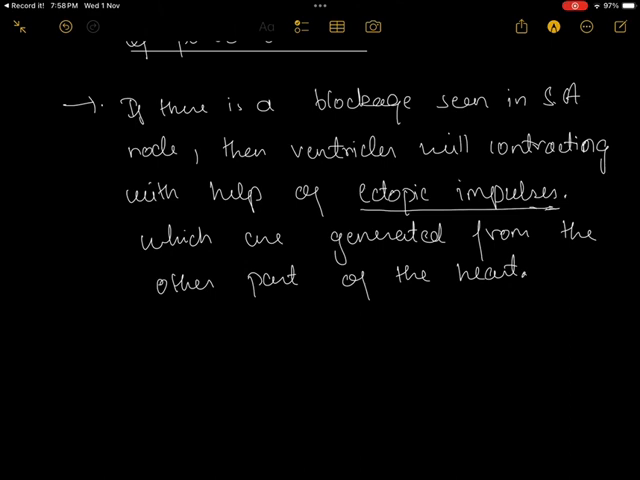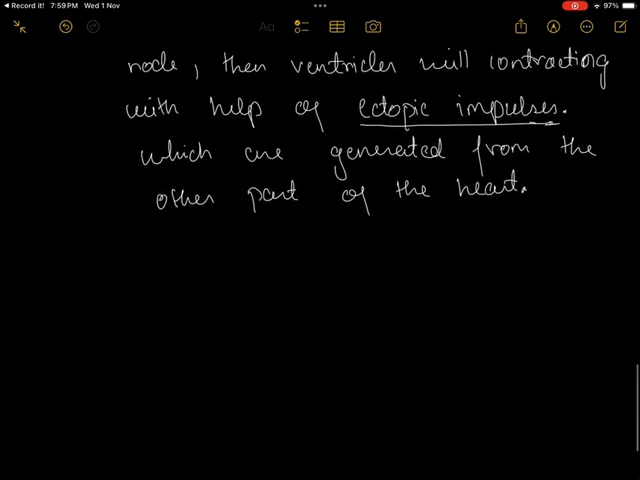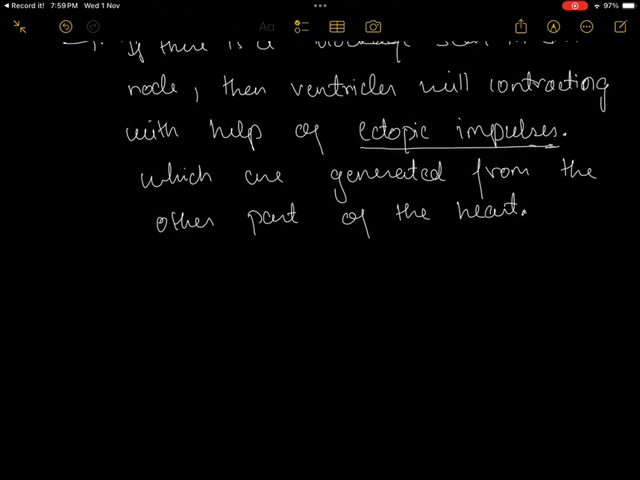If you define what we mean by ectopic impulses, they are the impulses generated from any other part of the heart except the sinoatrial node, because the sinoatrial node is one of the major excitable tissues responsible for generation of impulses. If any impulses are generated from another part of the heart, we define those impulses as ectopic impulses.